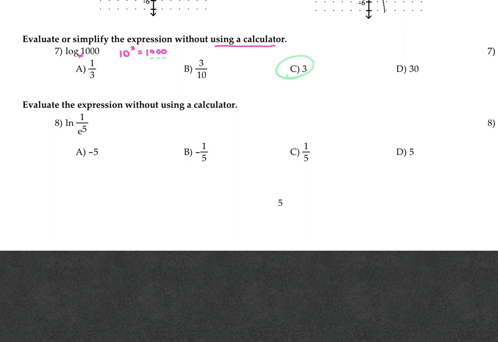ln of 1 over e to the fifth. Remember, ln is a natural log, so this is the same thing as saying log base e. If I bring the e to the top, it's e to the negative fifth. And then the bases are the same, and we keep what's next to it. You could have also rewritten this as ln of e to the negative 5, and then ln and e cancel, giving you the exponent. You could also expand it, which we're going to do in a minute.